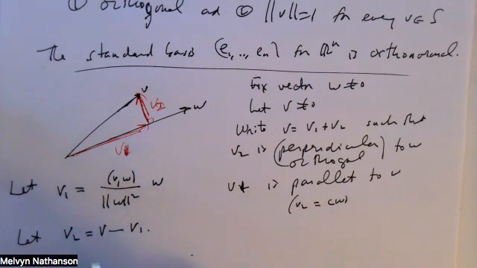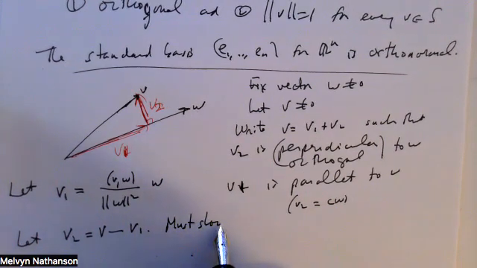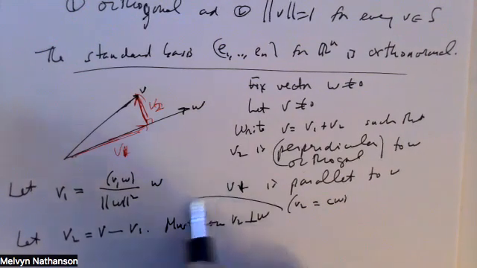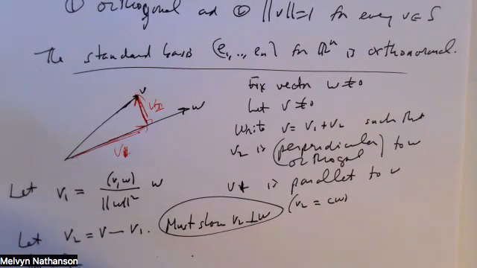Right? And I must show that V2 is perpendicular to W, which means I have to show the inner product of V2 with W is zero. So let me do the calculation. What is the inner product of V2 and W?